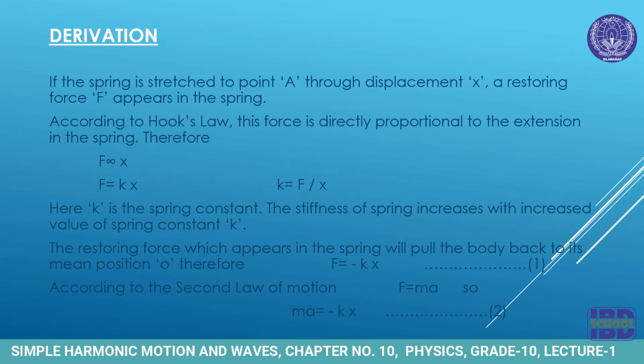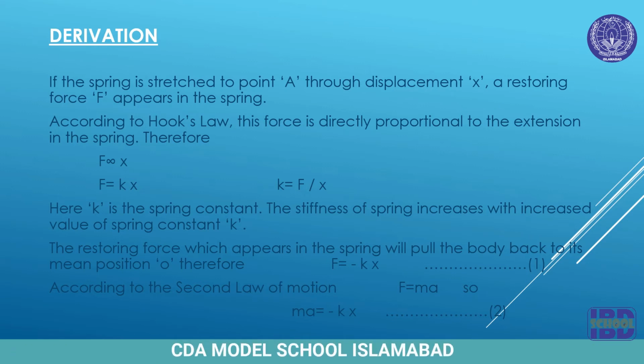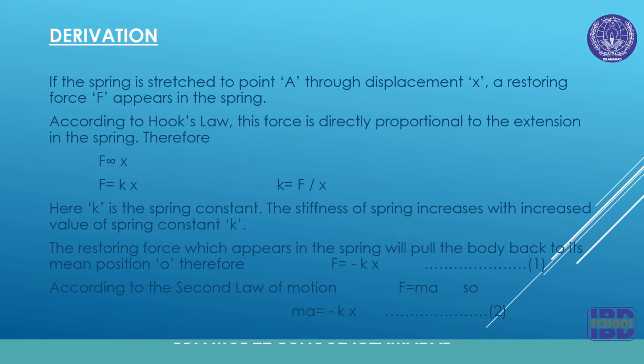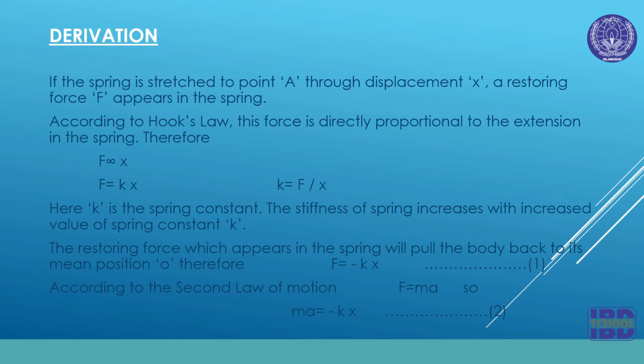As we have seen, whenever we pull the body to point A, extension in the spring would occur. And due to this extension, a restoring force would develop in the spring which will pull the body back to its mean position. Therefore, F is indicated with the negative sign. F is equal to minus kx. Here the negative sign indicates that the restoring force is pulling the body back to the mean position.